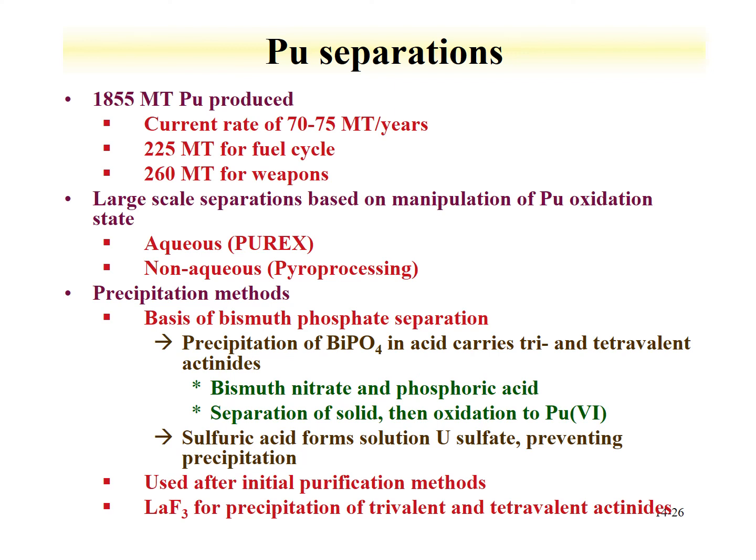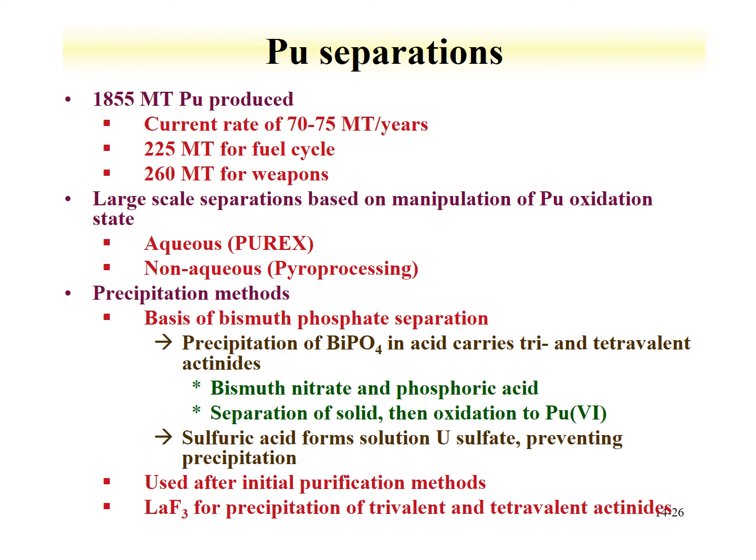The plutonium chemistry we just described is useful for separations of plutonium. Here's some data on plutonium separations. About 2,000 metric tons of plutonium has been produced. The production rate is shown here, between 70 and 75 metric tons per year. Large-scale separations of plutonium is primarily based upon the PUREX process, which we've discussed and will be presented in more detail in other courses in the summer school. There's also some non-aqueous pyroprocessing methods, which are responsible for the formation of solid phase plutonium species through electrochemical reduction.